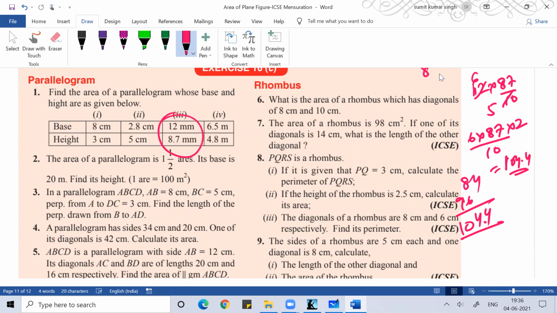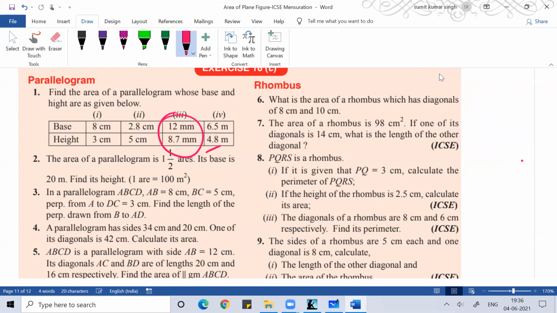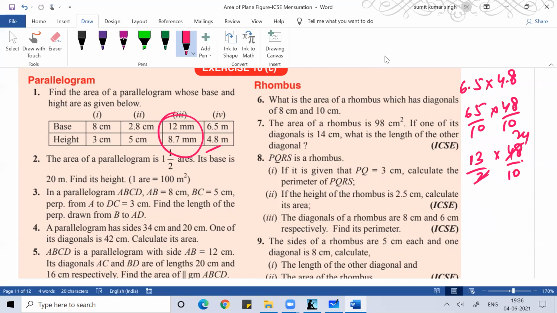12 into 8.3 millimeters square. Did you get it? The fourth one is 6.5 into 4.8, simple base into height. So this is 65 by 10 into 48 by 10, which is 13 by 2 into 48 by 10, which is 13 into 24 by 10. 13 into 24 is 312, so 31.2 meters square.